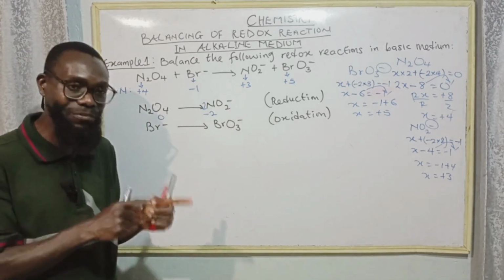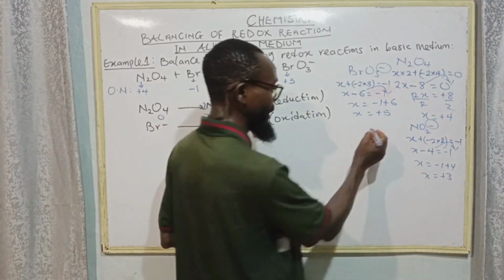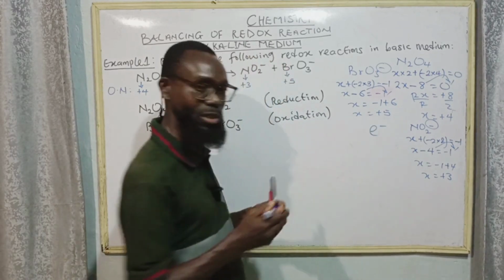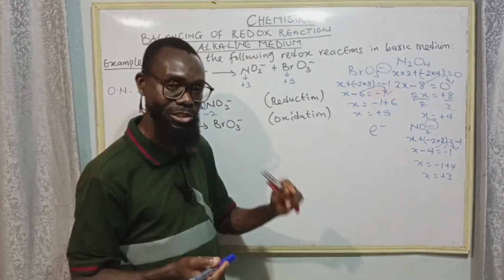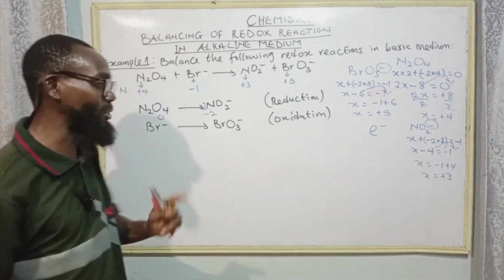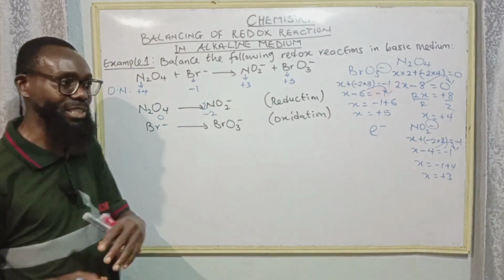Because electron itself is negatively charged. Look at this. This is electron. This is the symbol of electron. Electron itself is having negative charge. So we are going to add electron to the side that is having more positive charge.